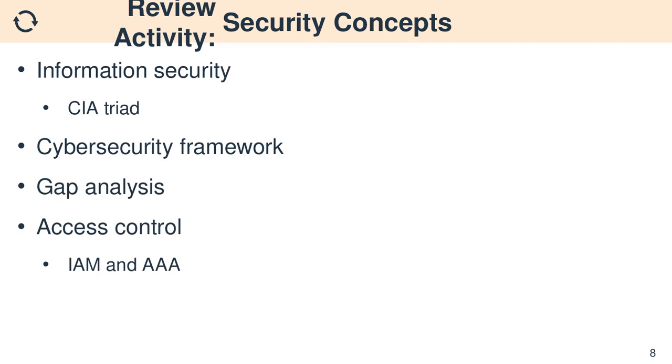We introduced the cybersecurity framework, which provides a structured approach to managing cybersecurity risks. Conducting a gap analysis helps us identify and address security weaknesses. We also discussed access control mechanisms to protect sensitive data, along with identity and access management, IAM and authentication, authorization, and accounting principles essential for managing user permissions and monitoring access activities. This overview provides a foundation for understanding and implementing robust security strategies.